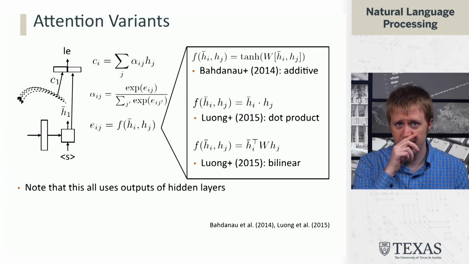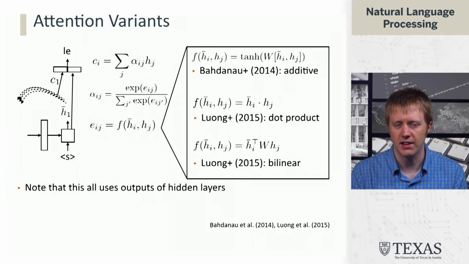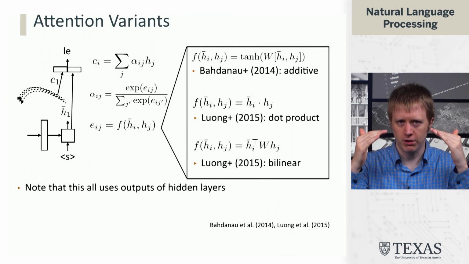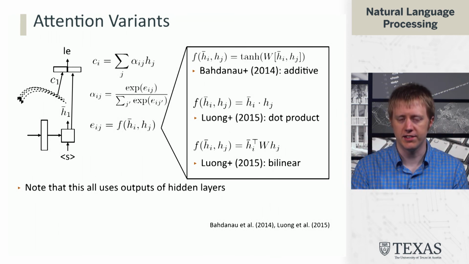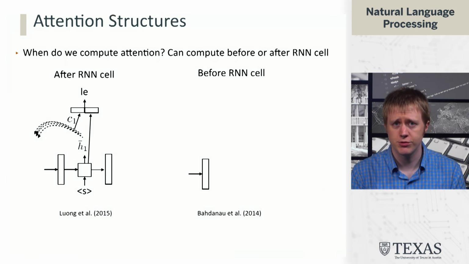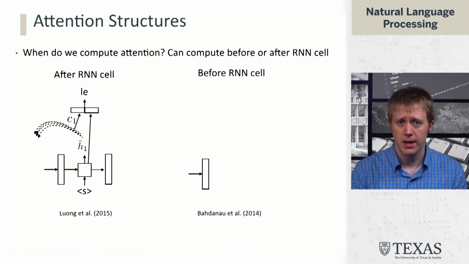And so all of this uses the outputs of the hidden layers as its ingredients. So this is important. It's not using the raw word embeddings, but instead it's doing this after the input has all gone through the LSTM. And we'll come back to that point in a second. Okay, but first I want to show some of the alternatives that we can have here. So what we described here is an attention mechanism due to Luong et al. from 2015. But Bahdanau et al.